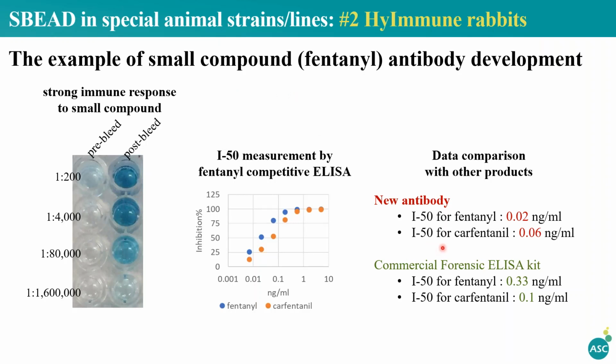Also, interestingly, our antibody can also detect carfentanil, which is an important derivative of the fentanyl molecule. No other commercial antibodies can detect both molecules. Our antibody can detect carfentanil with an IC50 as low as 0.06 nanogram per ml. The commercial ELISA kit for carfentanil detection has to use a separate antibody with a detection limit of about 0.1 nanogram per ml, which is less sensitive than the antibodies that we developed.